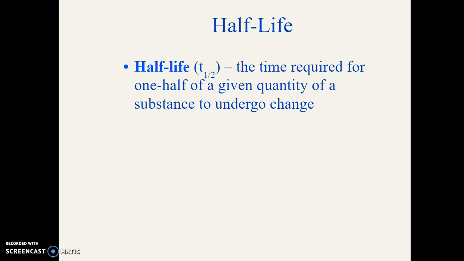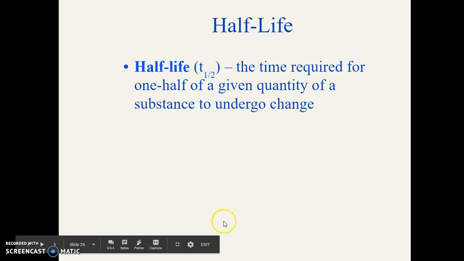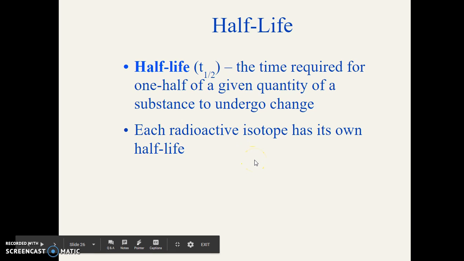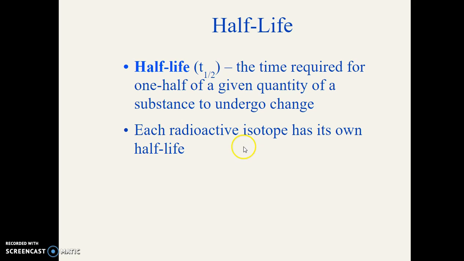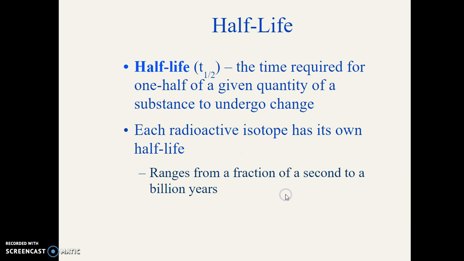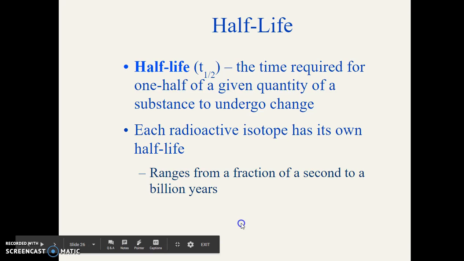So it's how long it takes for alpha decay or for beta decay to happen for half of a sample. Some elements decay very quickly, some elements decay very slowly through alpha decay or beta decay. So it's just basically how long it takes. Each radioactive isotope has its own half-life, and we can actually use this to determine the age of things. It ranges from a fraction of a second to a billion years. So depending upon what radioactive element you're looking at, when we talk about those transmutation reactions of them going through alpha decay or beta decay, the time that it takes varies.